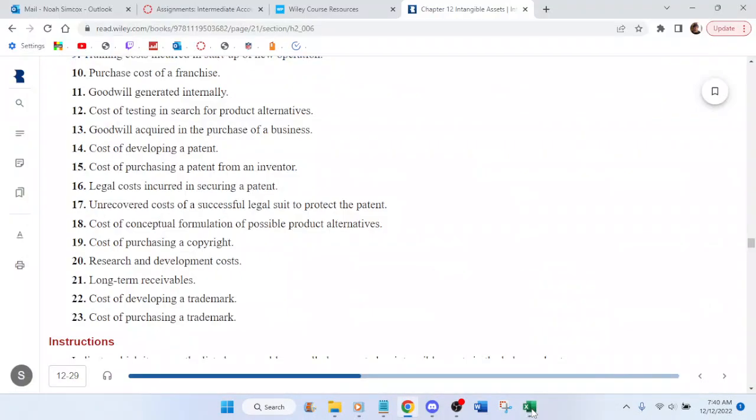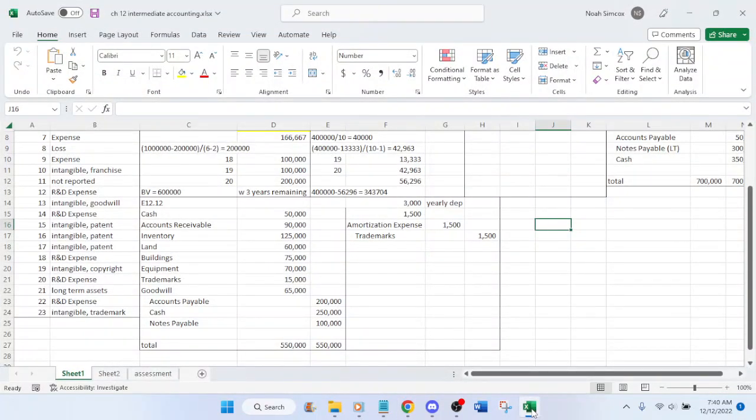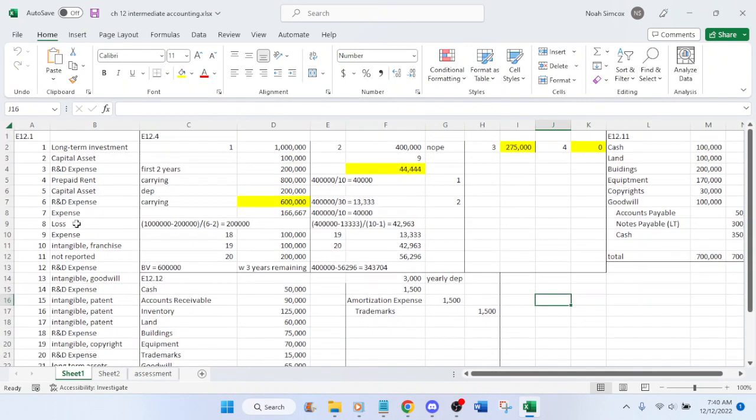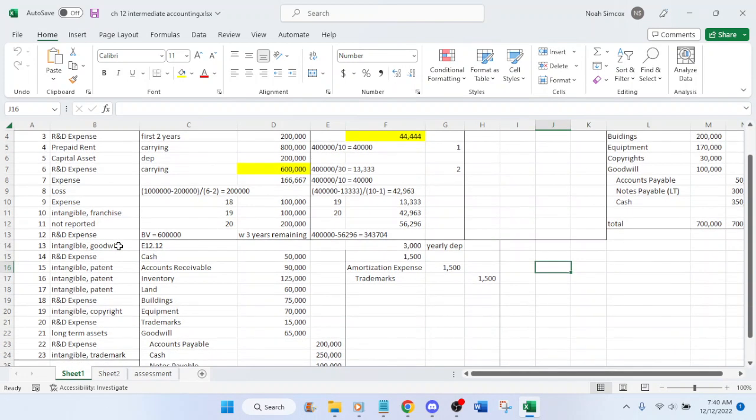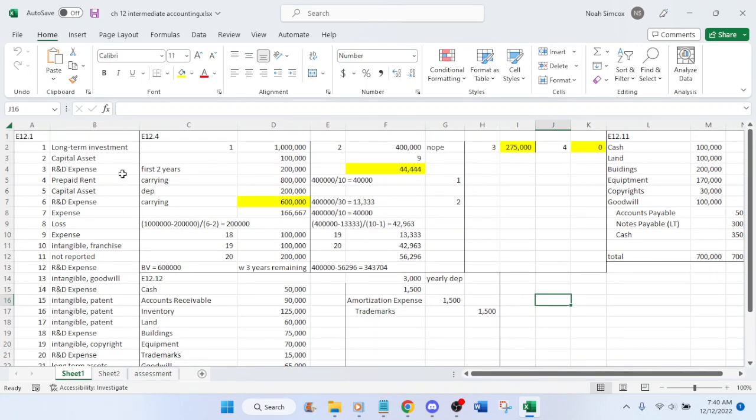So, like, if you develop a patent or a trademark, the cost of developing those things is R&D expense. Weird. 23, cost of purchasing a trademark is intangible trademark. So the kind of hard ones are the cost of developing a patent and trademark is an R&D expense. And weirdly, he calls certain things capital assets, which is very confusing to me. But okay.